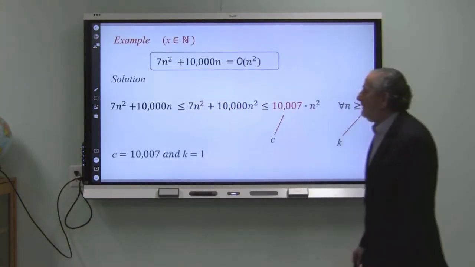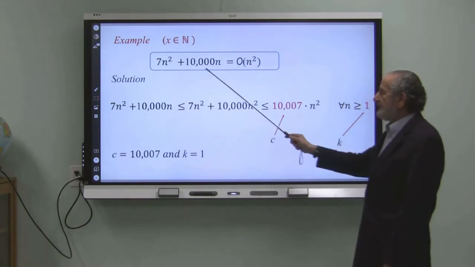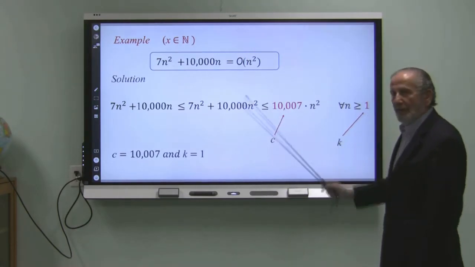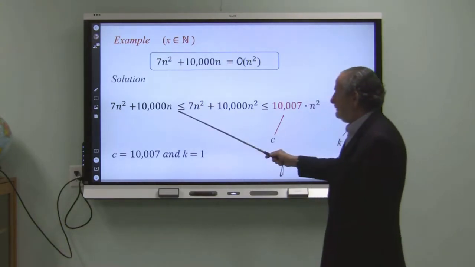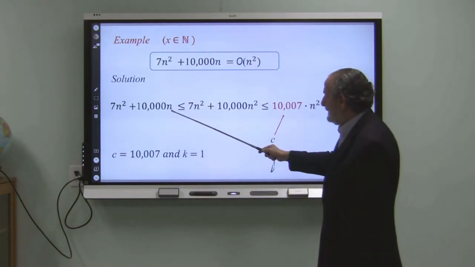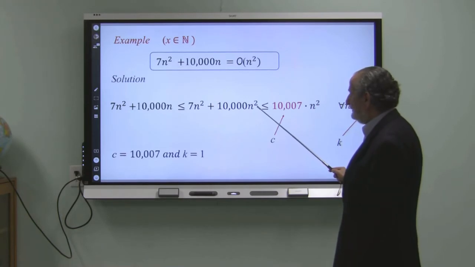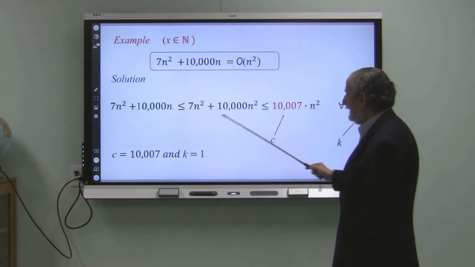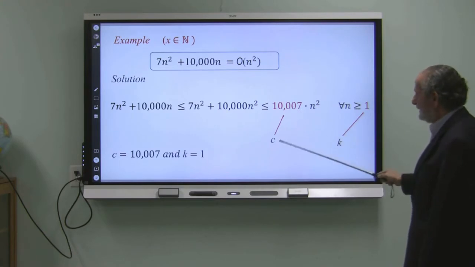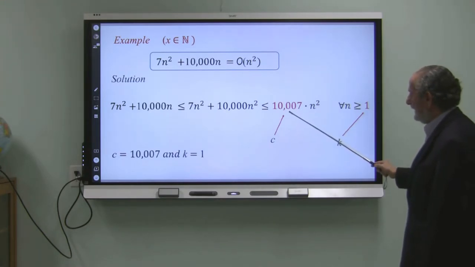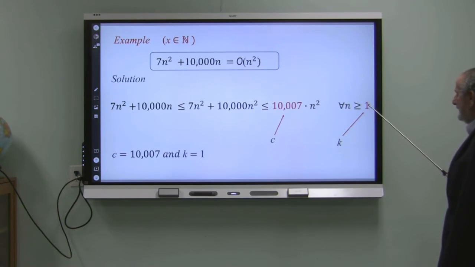Here's another example. 7n squared plus 10,000n is Big O of n squared. Why? I know that n is less than or equal to n squared. Add 7 and 10,000, that gives 10,007 n squared. So C is 10,007 and k is 1.